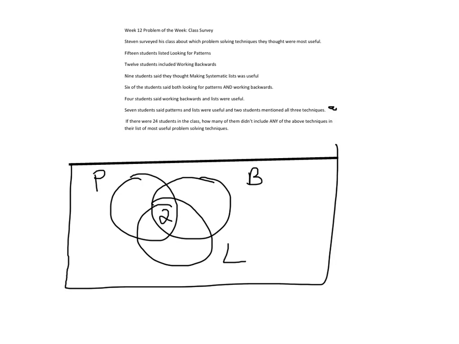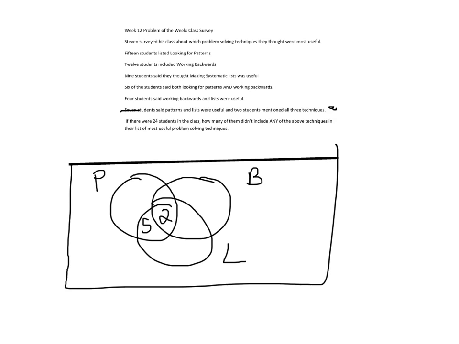But we already have 2 students in that overlap. The P and L overlap, the patterns and lists overlap, has 2 sections. Those who also like working backwards and those who like patterns and lists but not working backwards. So altogether there's 7 students that mention both lists and patterns. We have 2 of them, so there must be 5 here.